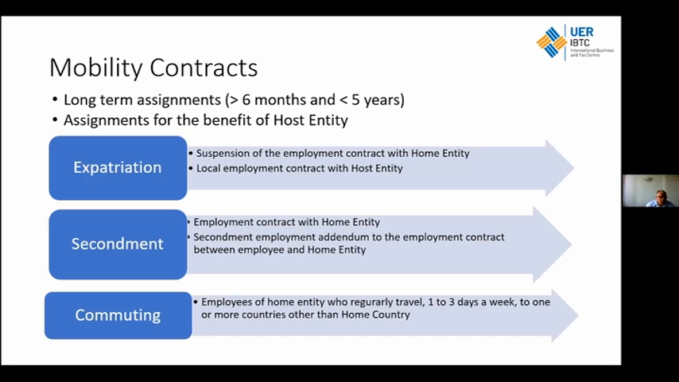The other way in which we make international mobility is commuting. We have some persons that are employees of a company in one country and go for some days somewhere else, in another country. For example, the CFO of the company in Greece is an Italian resident, and he goes from Rome to Athens 1, 2, 3 days a week.